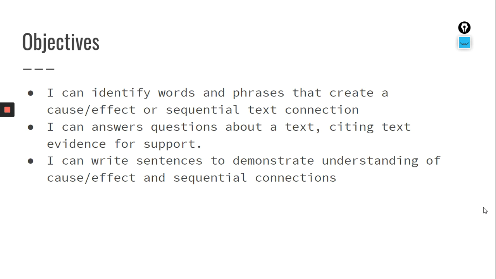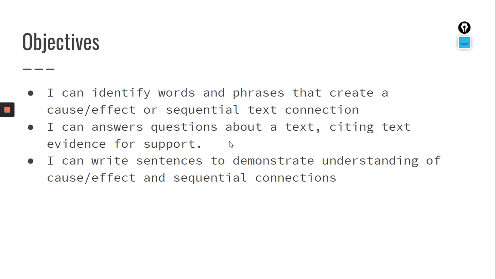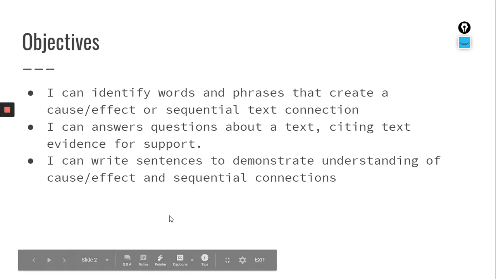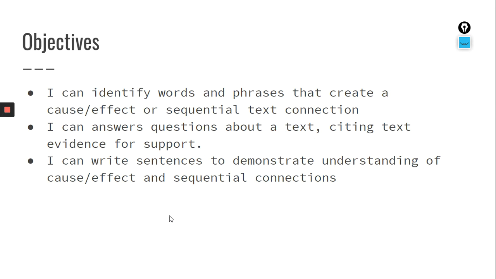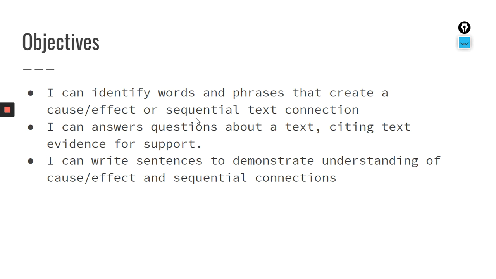So the first one is I can identify words and phrases that create a cause and effect or sequential text connection. Now, these words here, cause and effect and sequential, those are the two types of text structure that we're going to learn. So maybe some of you remember when we did cause and effect earlier in the year. Remember, the cause is the why and the effect is what's happening. We know that informational text uses cause and effect to help prove a point. We also know sequential looks like that word sequence, right? And sequence is when you put something in order.